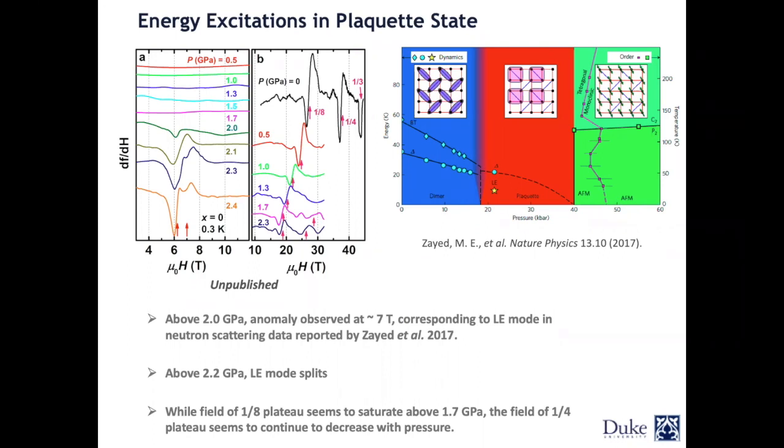But also, we went to even higher magnetic fields. So this goes up to 45 Tesla. And we started to map out, for example, the 1/8 plateau, the 1/4 plateau and the 1/3 plateau. So what we can say is that while the 1/8 plateau starts to come down as a function of field and as a function of pressure, it starts to kind of plateau. But we notice that the 1/4 plateau keeps coming down as we go up in pressure, and so it ends up even at lower magnetic fields. So it looks like something interesting is happening here, and we may be able to find more of the underlying physics of this compound.